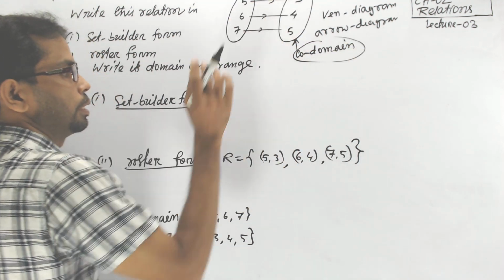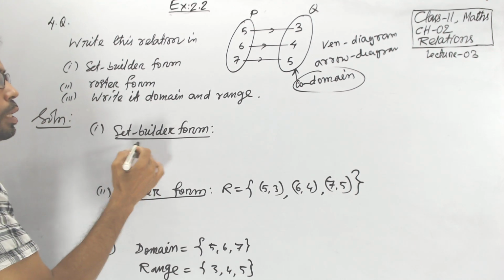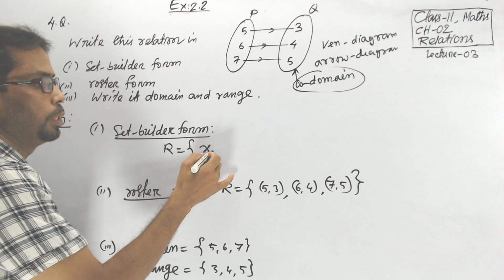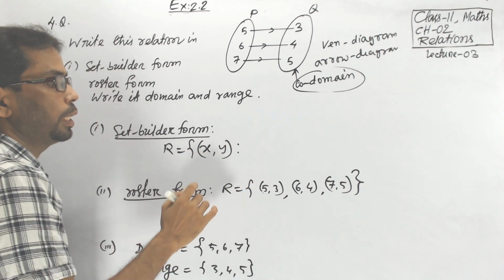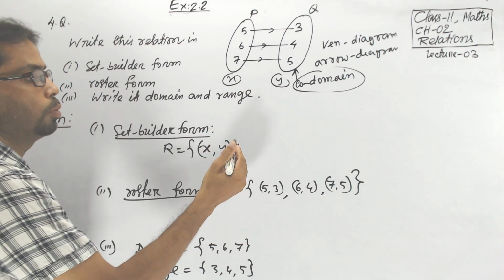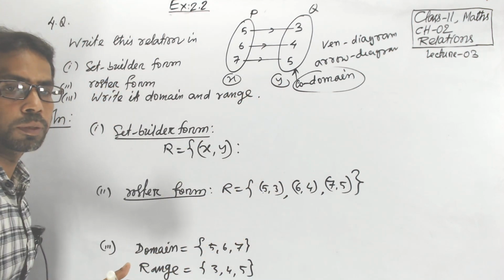Codomain is the second set. Now the question is to write the relation in set builder form. Set builder form means we will write R made by the pair x and y, in which x is the element of the first set, y is the element of the second set. Now we have to find a relation between x and y.